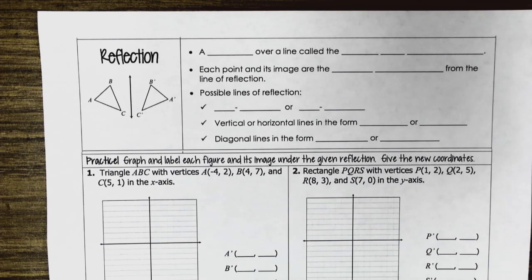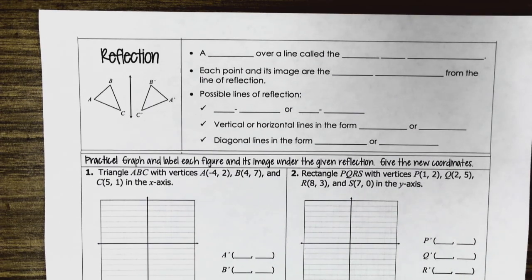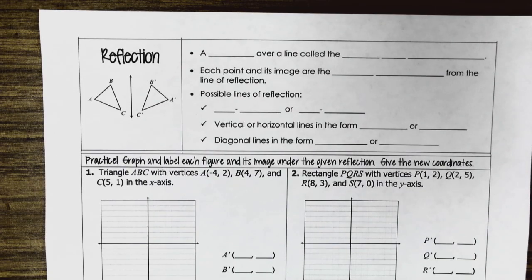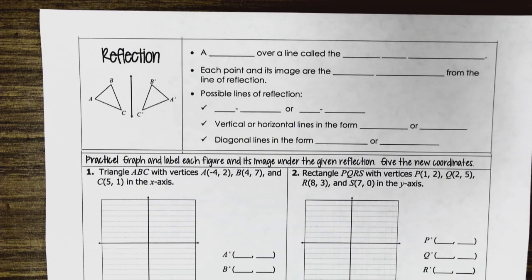All right, guys. Moving on to the second type of transformation that we are going to cover. We just finished going over translations, where a translation is a slide of a figure across the coordinate grid. Today, we're going to be talking about what are known as reflections. Now, a reflection is a flip over a line called the line of reflection.